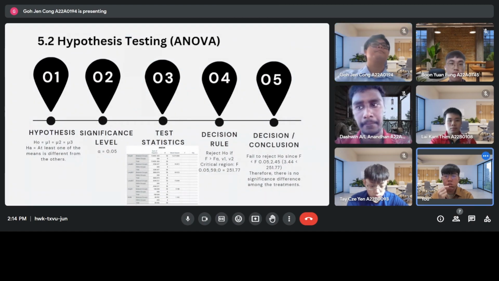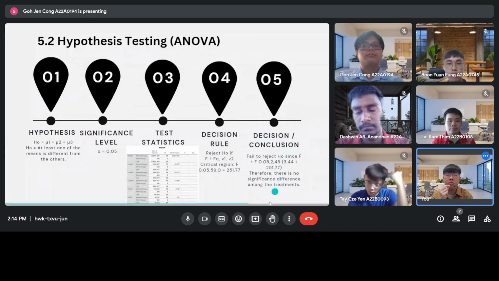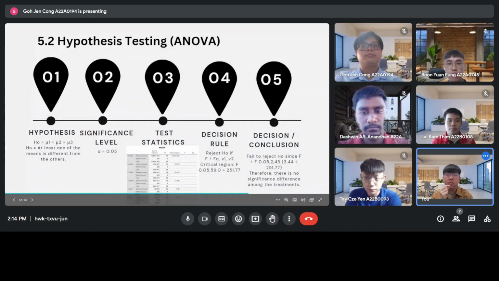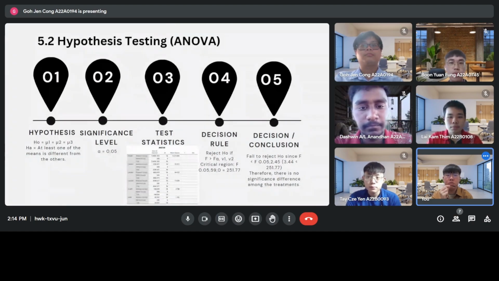I am Zhong Xiuyu. Now I'm going to explain 5.2. 5.2 is talking about hypothesis testing. Hypothesis testing is a process based on some sample data and probability theory to calculate whether the hypothesis is reasonable and should not be rejected, or otherwise rejected. For 5.2, we use ANOVA to calculate hypothesis testing. Analysis of variance, ANOVA, is a collection of statistical models used to analyze the difference between group means and their associated procedures. As the diagram shows, hypothesis testing has 5 steps.